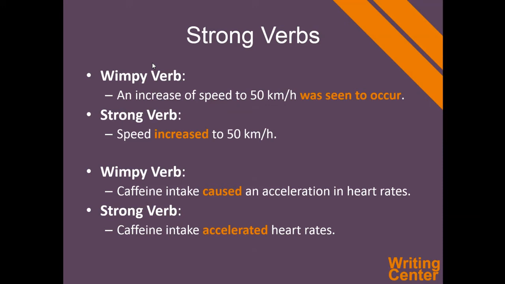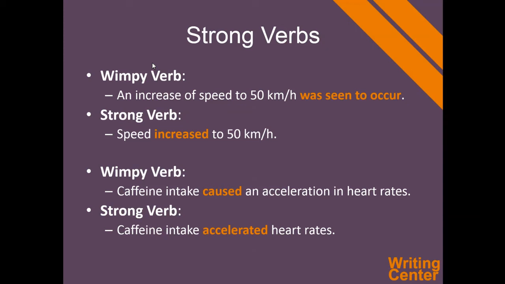Second example, caffeine intake caused an acceleration in heart rates. Again, let's use the strong verb. Again, the verb is hiding somewhere in a noun in the previous sentence. So the rephrasing is: caffeine intake accelerated heart rates. The advantage of doing this by focusing on strong verbs and really looking for, okay, what's the action taking place here, and am I expressing that in the verb, right? For increase of speed, we made that our verb. We made an acceleration, accelerate.